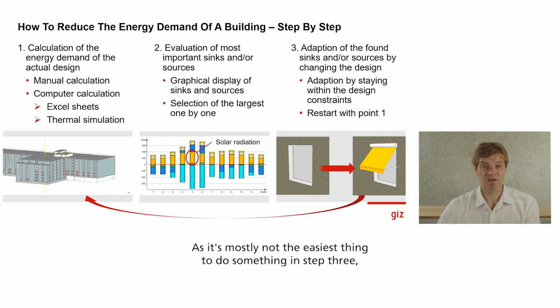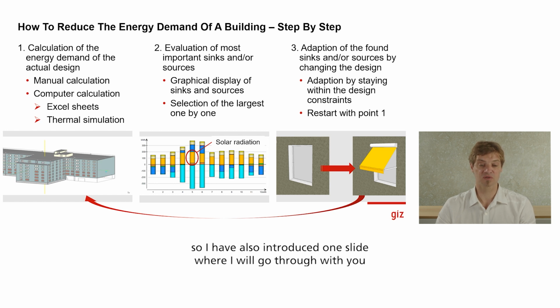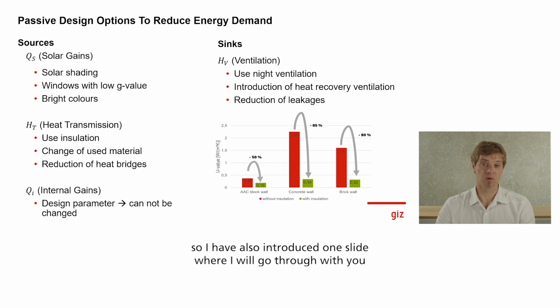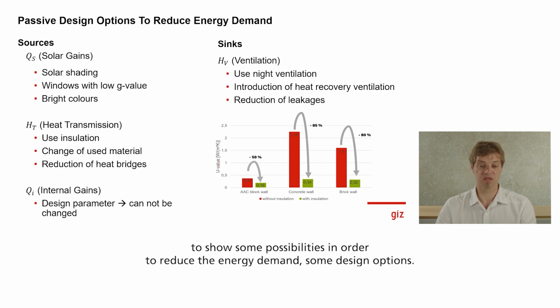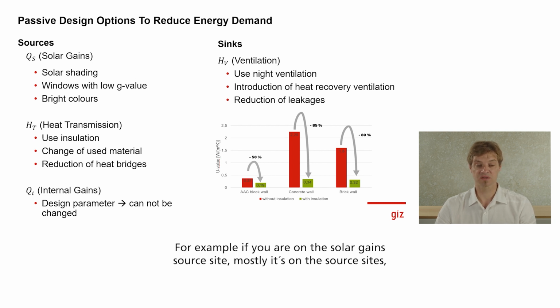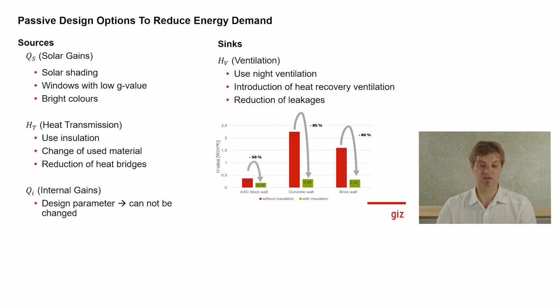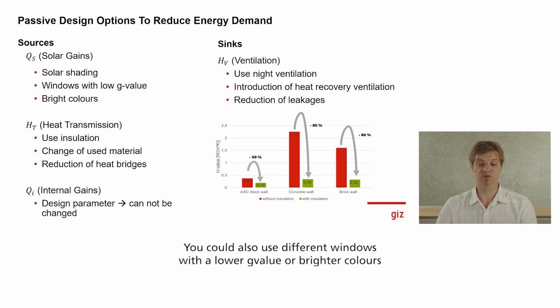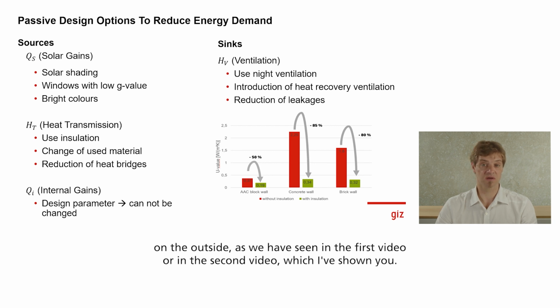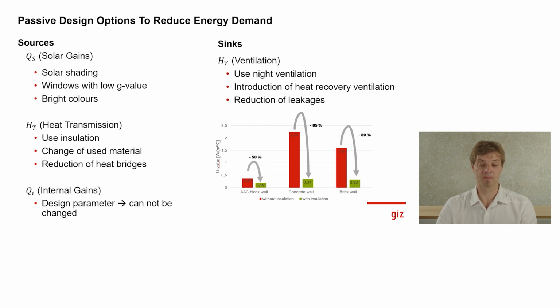As it's mostly not the easiest thing to do, in the step 3, I have also introduced one slide where I will go through some possibilities in order to reduce the energy demand, some design options. For example, if you are on the solar gains source side, mostly source sides, you can go through the solar shading as we have done before. You could also use different windows with a lower G value or brighter colors on the outside, as we have seen in the first video or in the second video that I've shown you.